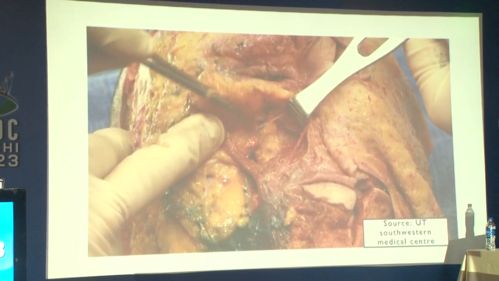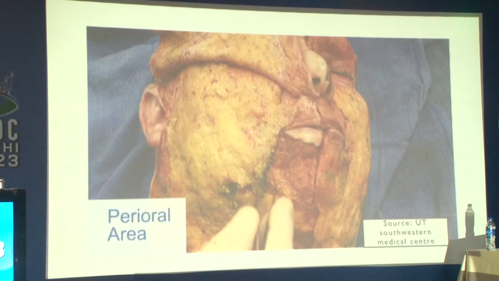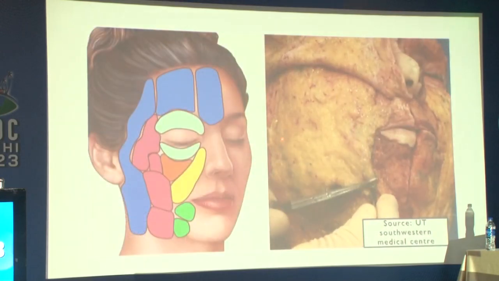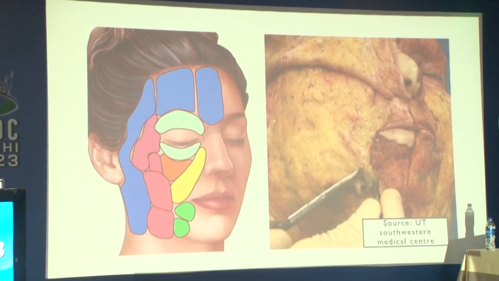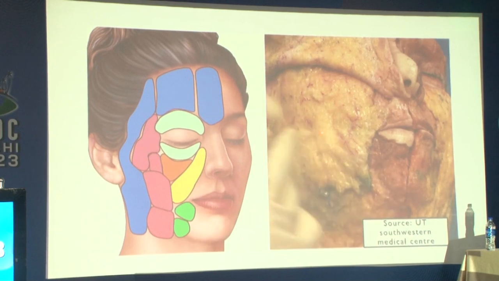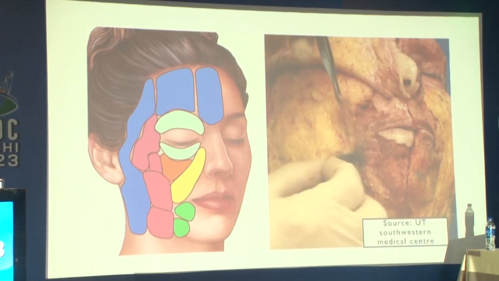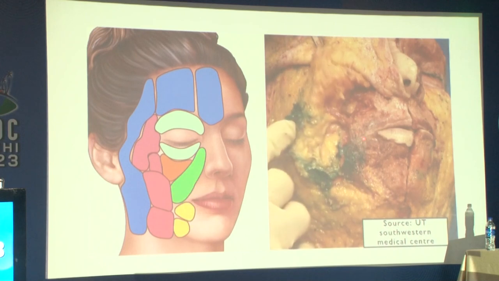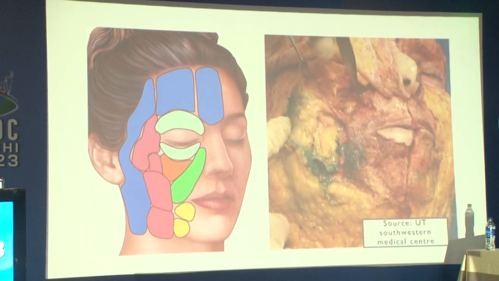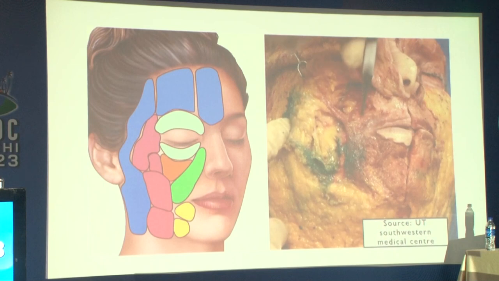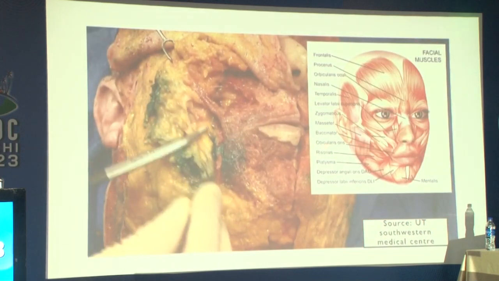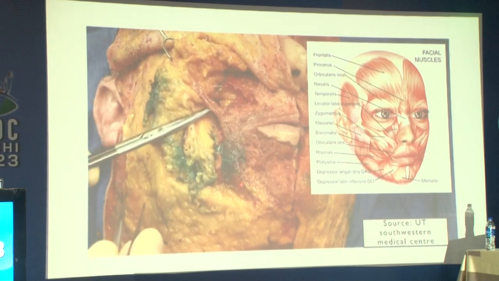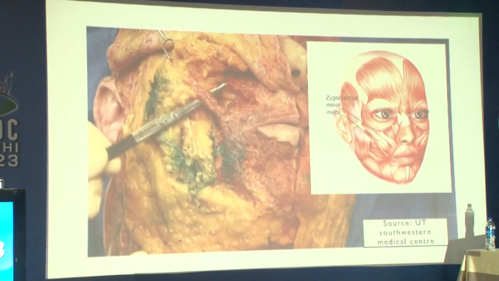In the mid and lower face, the important structures apart from that are in the perioral area, where there are mimetic muscles of the face. The zygomaticus major and minor lie below this superficial lateral fat pad. These zygomaticus major and minor muscles will be seen shortly here. They lie here, and then there are the depressor anguli oris muscle and the depressor labii inferioris muscle.